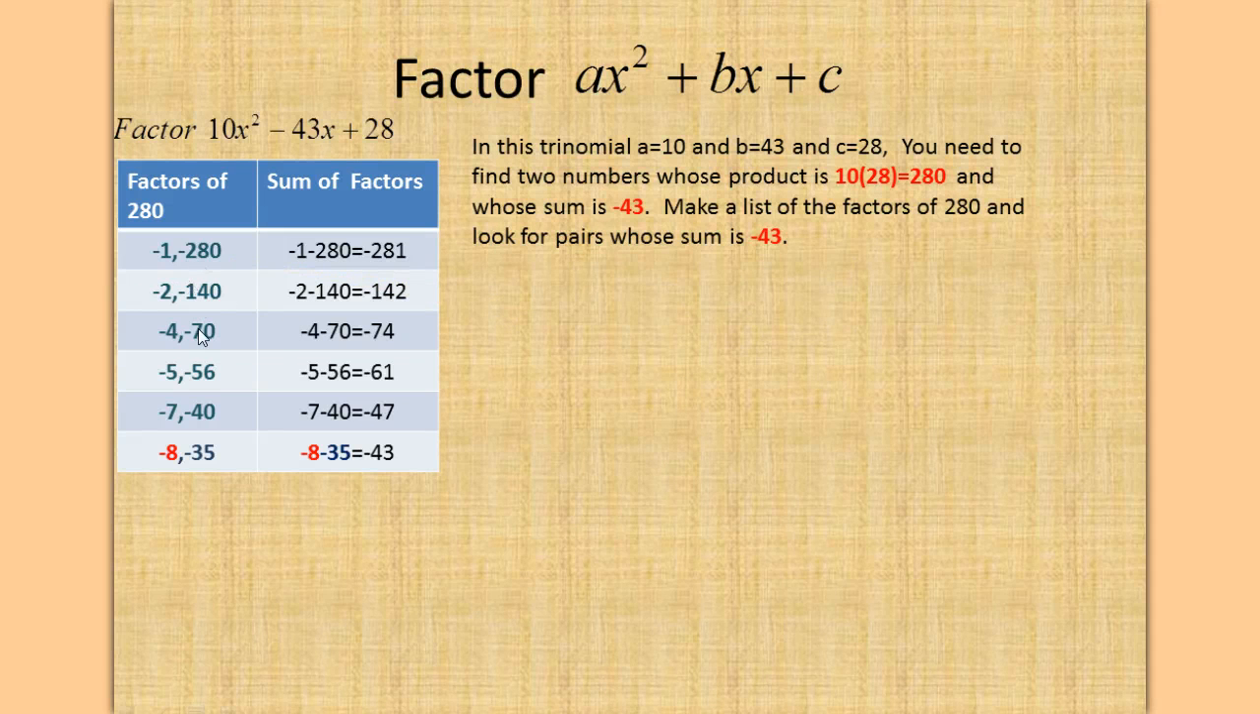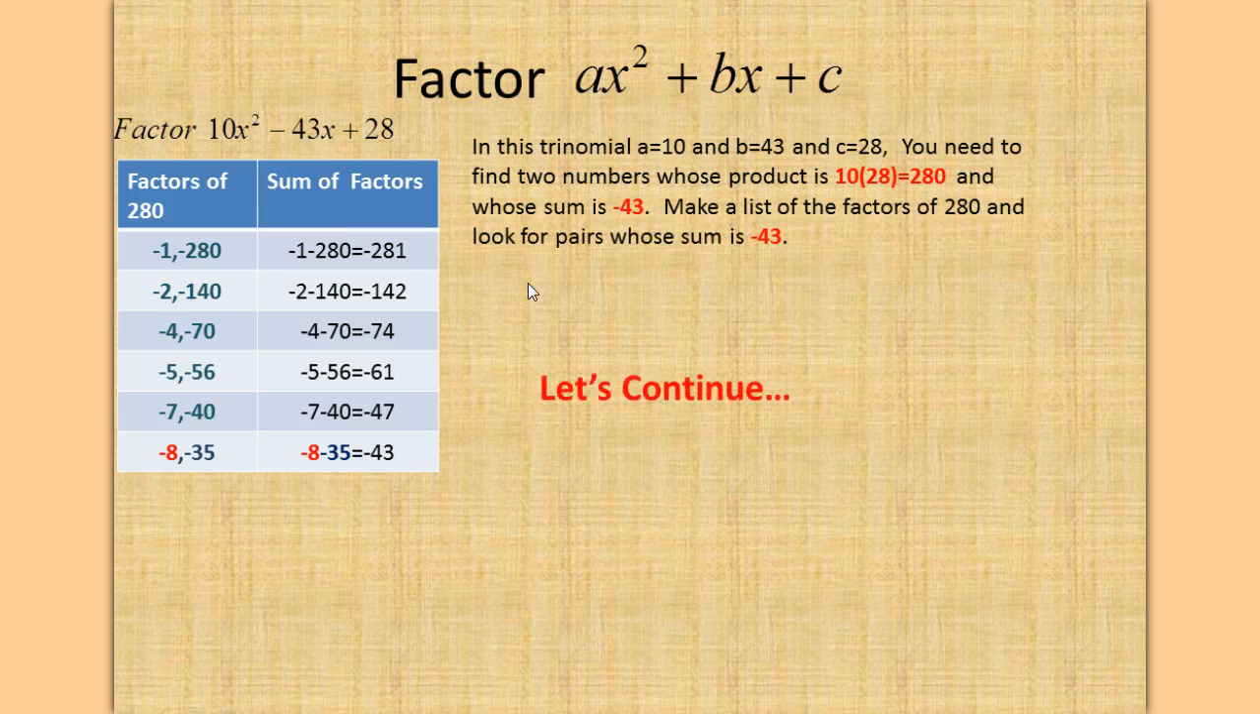If I walk through these factors, I'll get down to 8 and 35. Minus 8 times minus 35 is a plus 280, which is what I want. And if I add minus 8 and minus 35, I get minus 43, which I need.